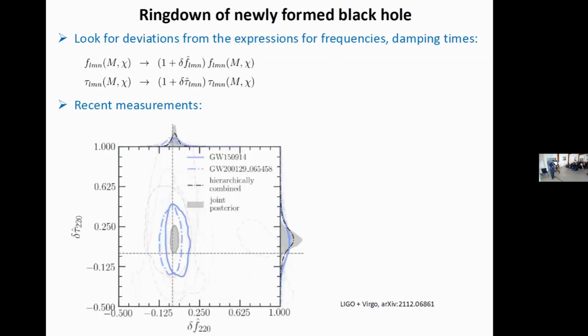So let's go to the results again. These are results from recent measurements. By the way, you have many such frequencies and damping times characterized by LMN, which give you the numbers of a spherical harmonic. That's all LMN are. And the strongest modes will be the 2-0 modes. So here's a measurement for relative deviations in the frequency and the damping time for the 2-0 mode in the ring down. The two blue contours enclose 90% of probability for two black holes whose ring down was reasonably in our most sensitive frequency band, so that's why they were picked out.